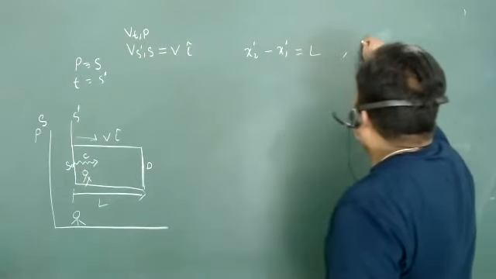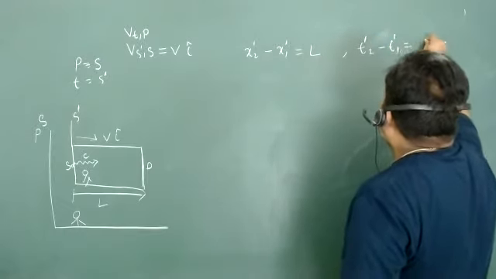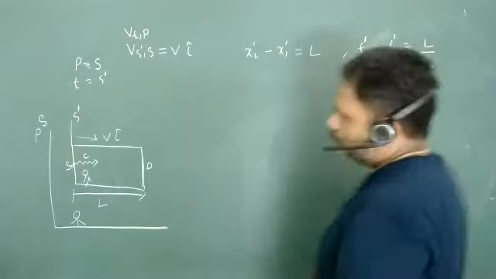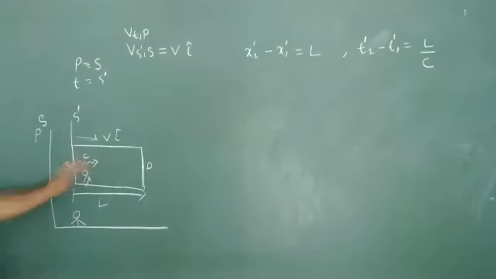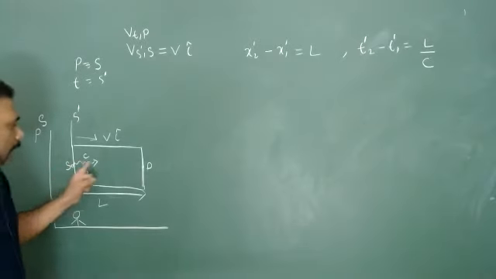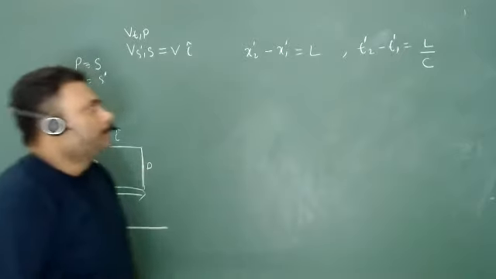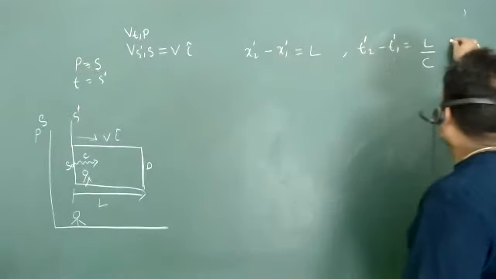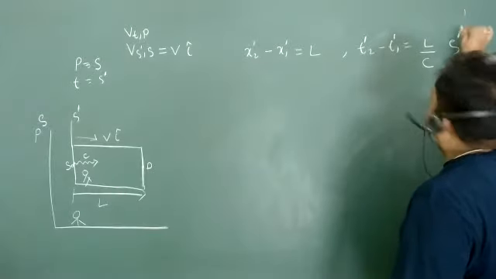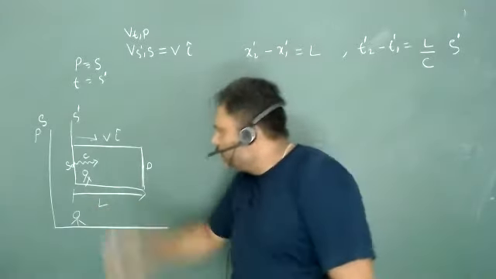And can I write t2 dash minus t1 dash is equal to L upon c? Yes, this is very trivial because the train is at rest, only the light pulse is moving. This train is at rest with respect to this observer, and the light pulse is moving from source to detector, and he will see the light pulse moving like that. Now, this story is written by the observer who is attached to the S dash frame. What will happen to the observer who is in the S frame?